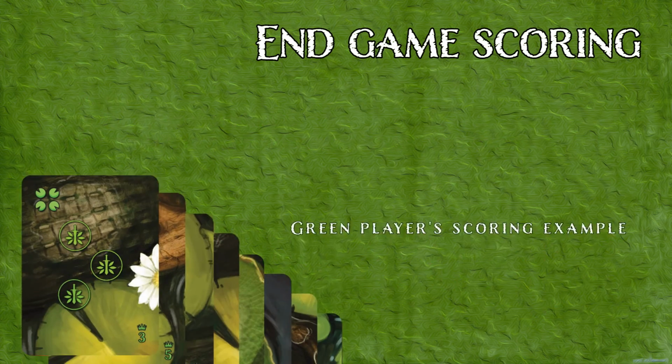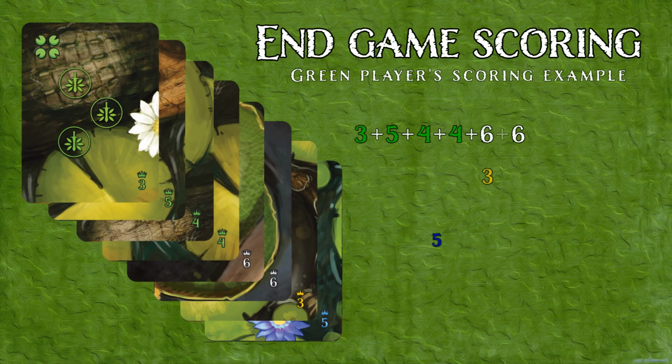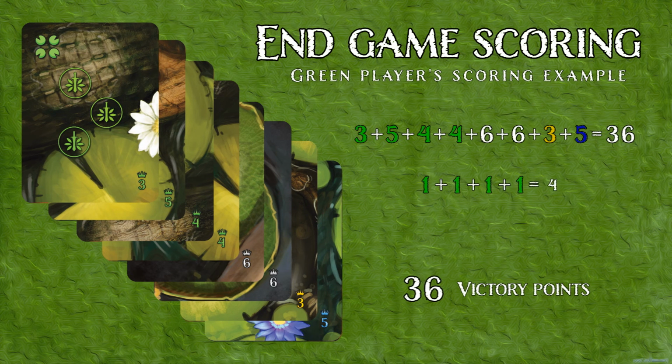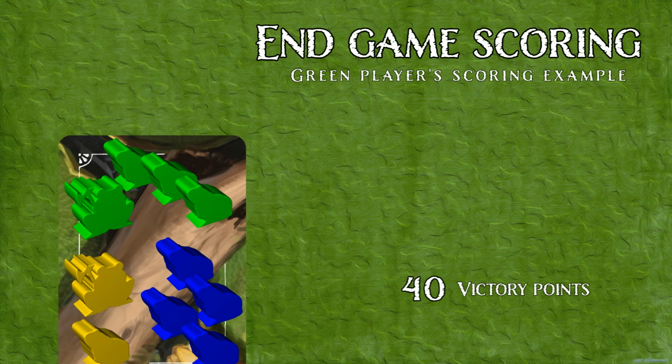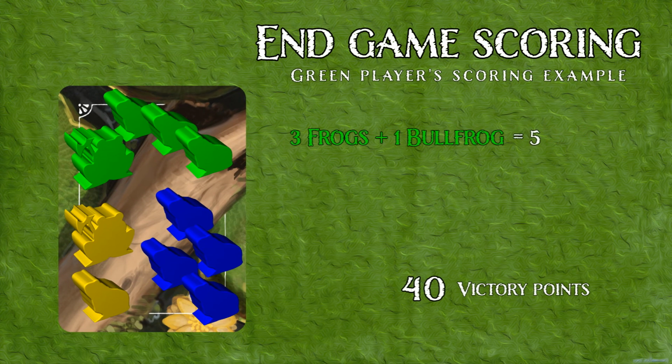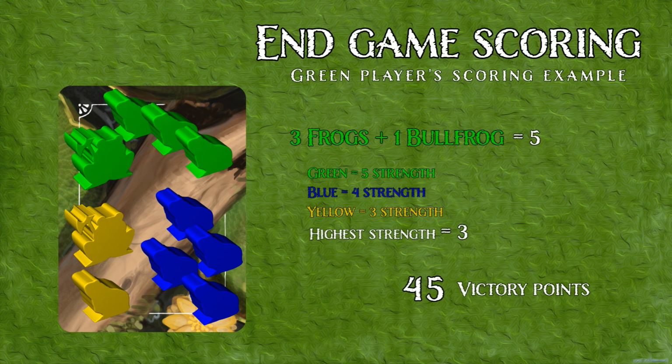Here, I have 8 cards in my score pile, adding up to 36 victory points. I have 4 green cards, so I get 4 additional points, bringing me to 40. Looking at the log card, I have 3 frogs and 1 bullfrog. These are worth 5 points, giving me 45. I also have the highest strength on the log card, so I earn an additional 3 points, bringing my final score to 48. The player with the most victory points wins the game.